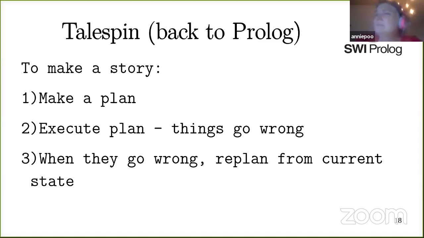And so you replan from your current state, and then you do this again. You go through this loop again. You replan from your current state, you go back to step 2, execute the plan, and more things go wrong in the typical story. So interestingly, you can write pretty bad fiction this way.